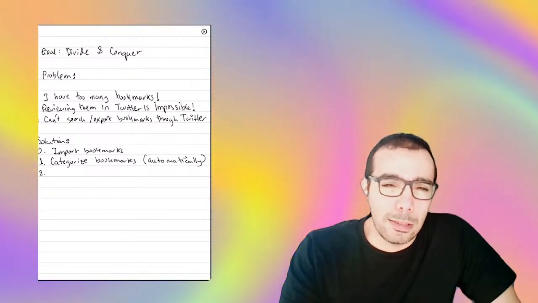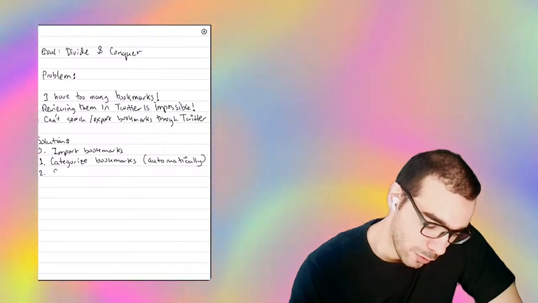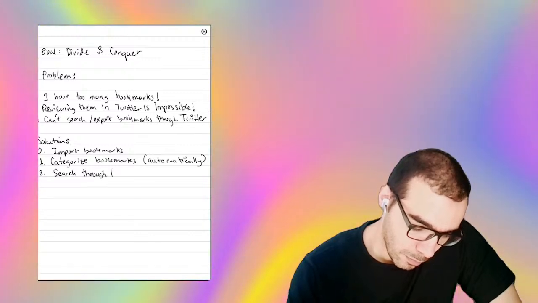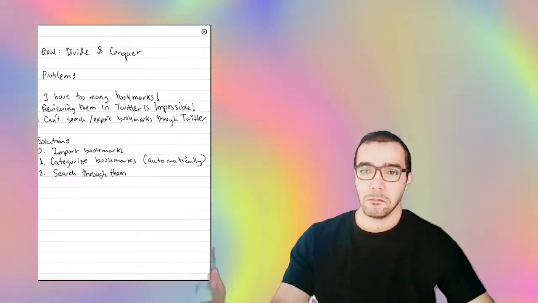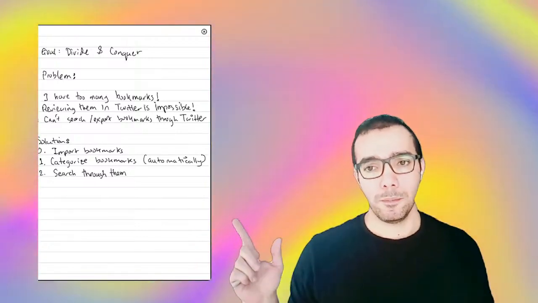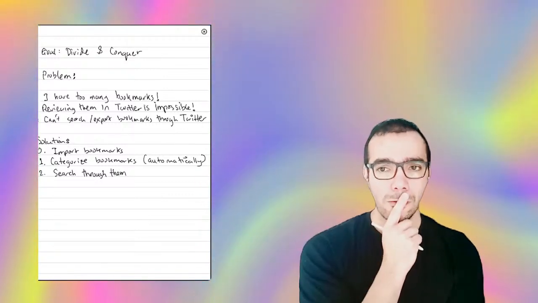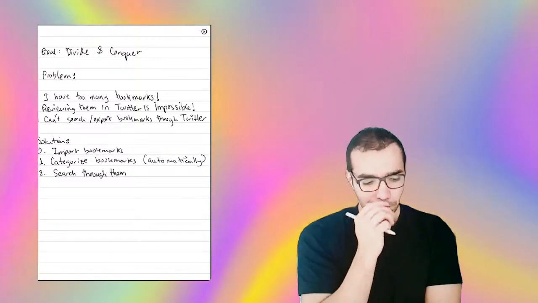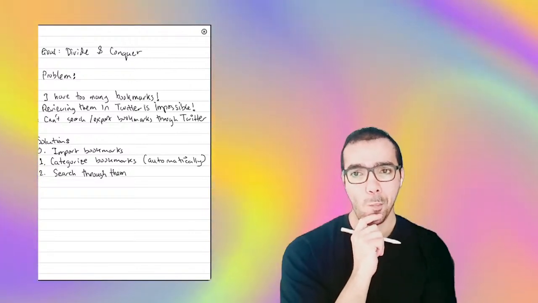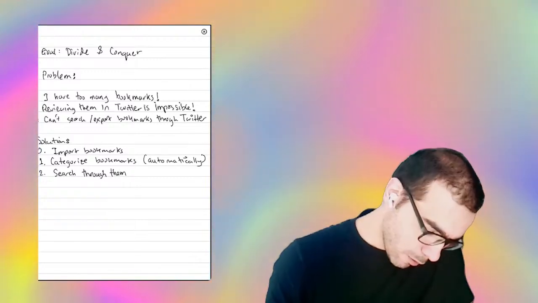So import bookmarks, categorize them, and allow search, support search. Yeah, I think those are the core features. Import, categorize, and search. Yeah, seems simple enough. And yeah, I think that's pretty simple.